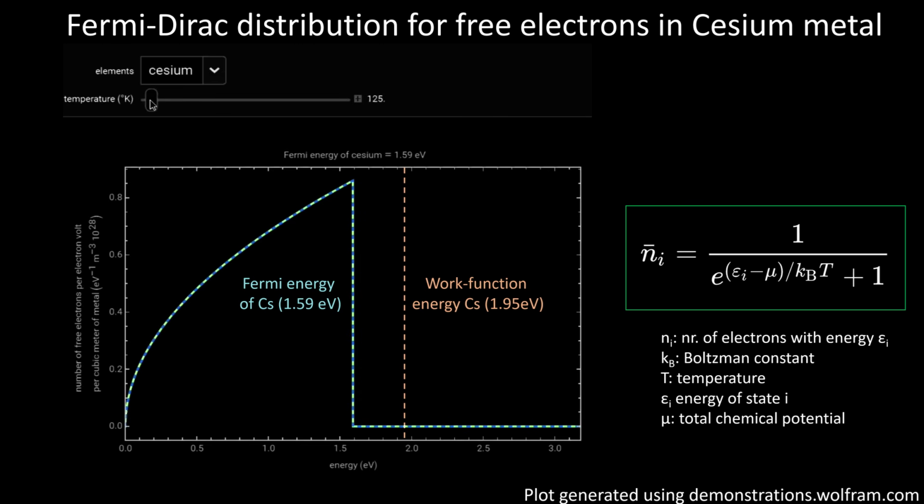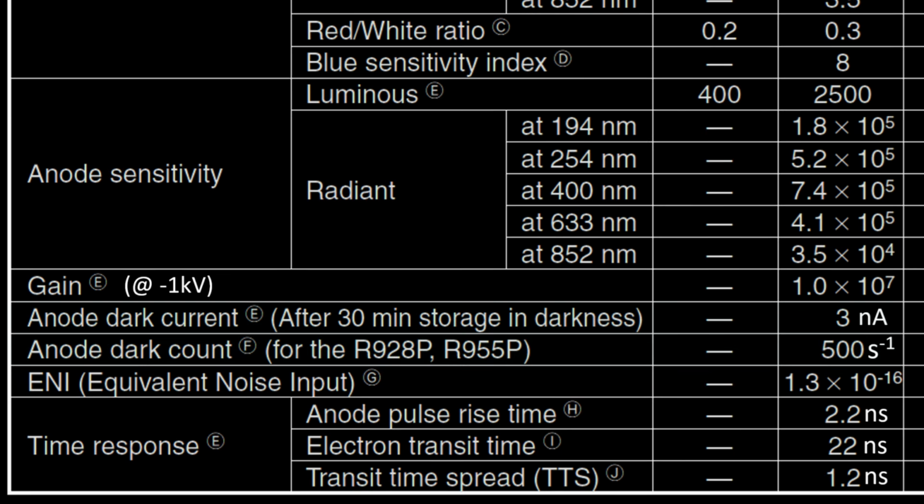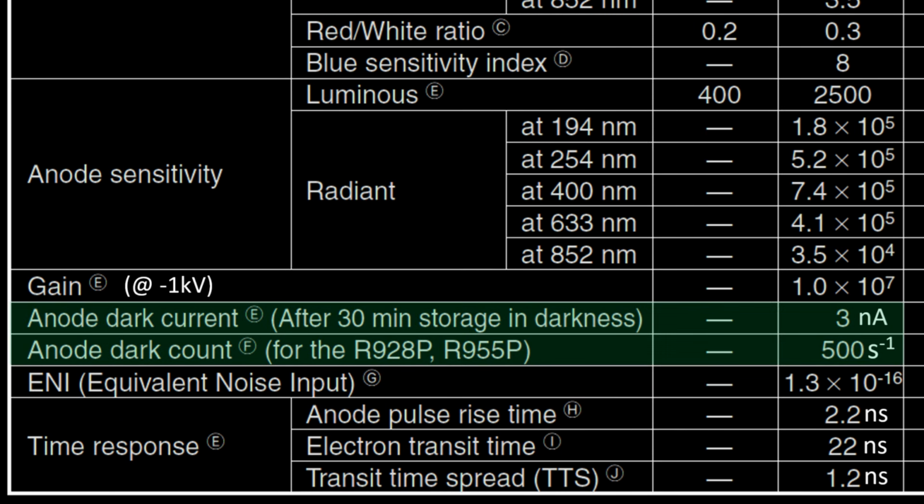But at elevated temperatures, for example at room temperature, there's always a fraction of electrons that has sufficient kinetic energy to overcome the work function barrier and leave the material. At relatively low temperatures, this fraction is very small, but with increasing temperature, more and more electrons are able to escape the material based on the thermal energy alone. The temperature-induced current that we observe is also described in the photomultiplier datasheet as anode dark current.